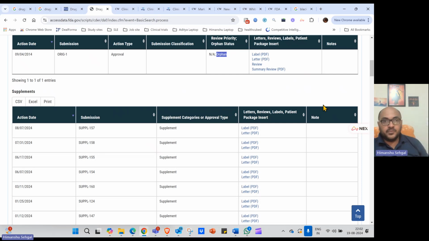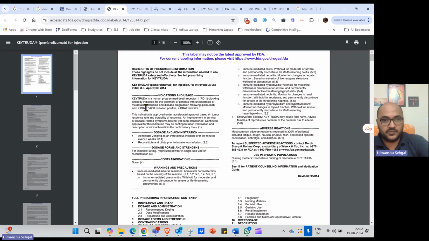So yeah, this is the first letter or review: the approval letter, the review, the summary review, and the label, the first label. So you can check out this. Let me just show you the label. This is the first label.